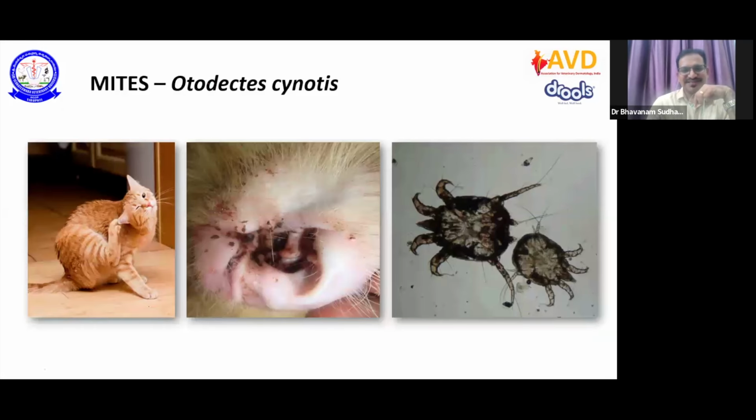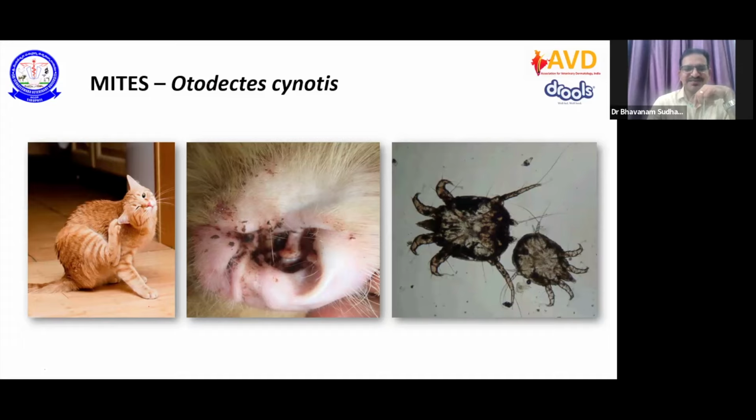Next is Otodectes cynotis. This is the mite found in the ear canal, because cats with Otodectes produce a wax-like content that is brown in color. Generally, in other cases, a serous fluid is present, but in these cases we see brown wax. Any cat producing brown waxy contents from the ears, we have to suspect Otodectes. The identification we will discuss later; this is just for information.